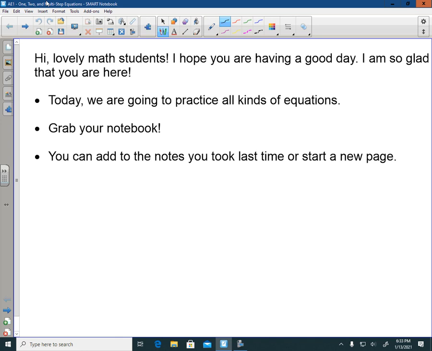Today what we're going to be doing is practicing all kinds of equations, everything from when we started solving equations, and just seeing how the steps that we've been talking about apply to every type of equation that we've studied so far. So grab your notebook, and if you want to start a new page of notes for these, that's great, or you can just continue to add to the notes that you took last time. So let's just jump right in.